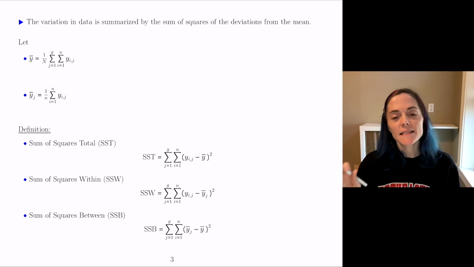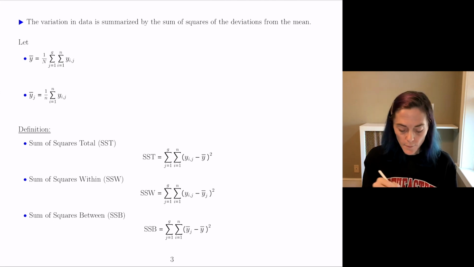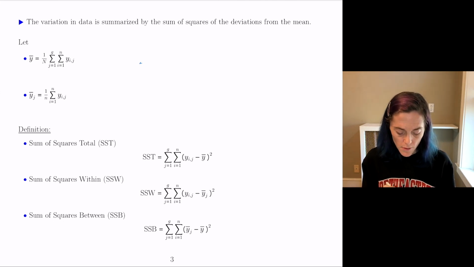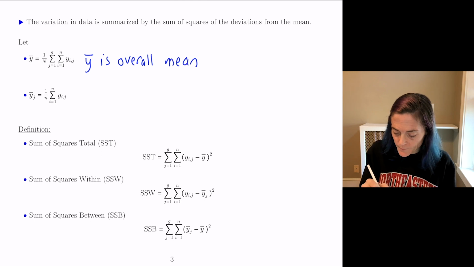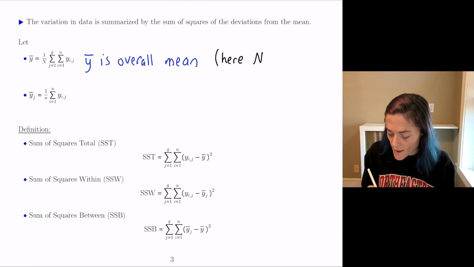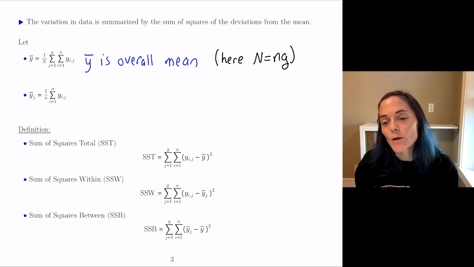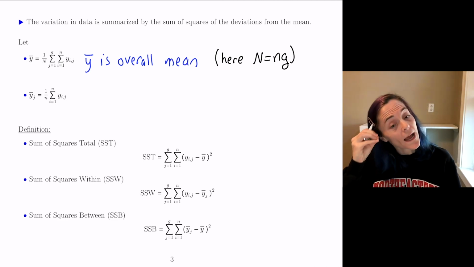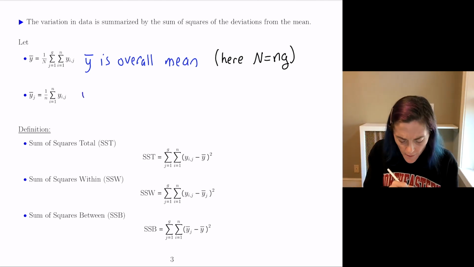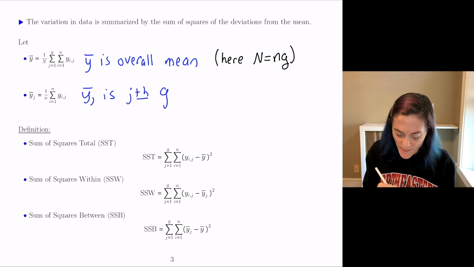The variation in the data is summarized by the sum of squares of the deviations from the mean. We let y bar be the overall mean of the data. Here, capital N is little n times little g. So I have g groups, and each group has n observations. Then we have y sub j bar, which is the jth group mean.